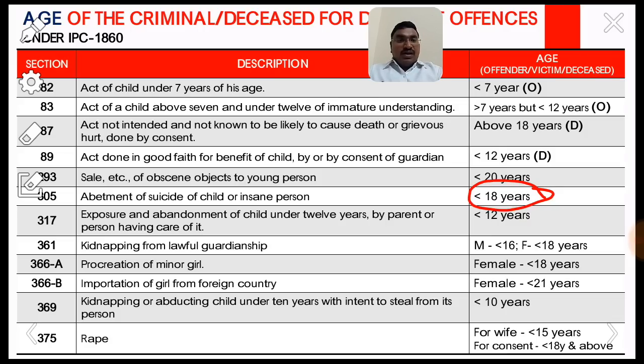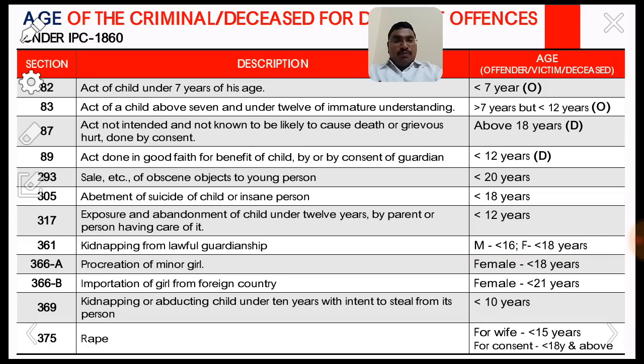Next, exposure and abandonment of child under 12 years by parent or person having care of it speaks about below 12 years of age under section 317. Kidnapping from lawful guardianship speaks about below 16 years in case of male and below 18 years in case of female under section 361.